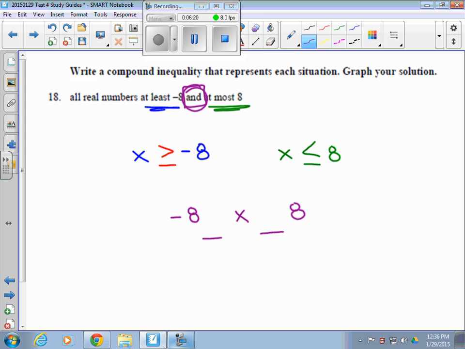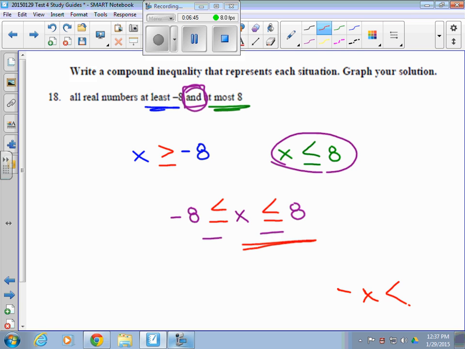This one right here says X is less than or equal to 8. This one has X and then 8, the same order, so make the symbol match. Less than or equal to 8. With the other symbol, it's going to face the same direction. It says less than or equal to that. Remember, you'll never have an inequality where one will go one way and the other one will go the other way. That will never happen. So here is your inequality right here: -8 is less than or equal to X, which is less than or equal to 8.